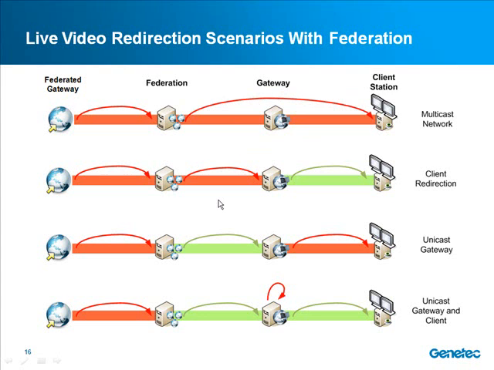In our second scenario here, we have multicast connections between the Federated gateway and the Federation server, but between the Federation server and the gateway, which may be on the same machine, we have a unicast connection to the clients. This may be where the clients are connected remotely to the main site, or if there's a network component that does not fully support multicast between the gateway and the client at the main site. In this case, the gateway would handle redirecting the video coming from the Federation server and send it to the clients in unicast.